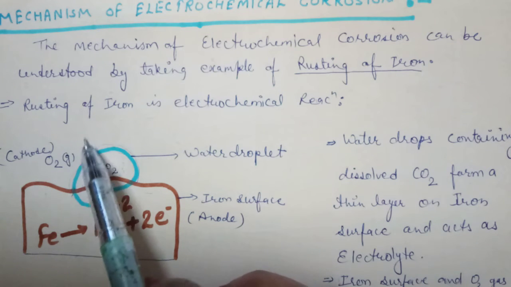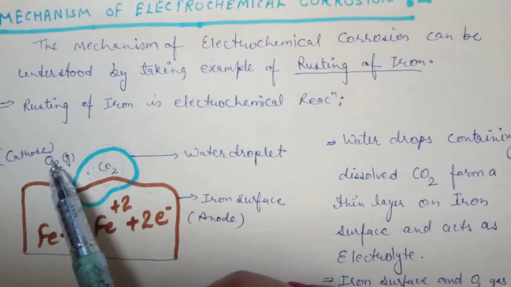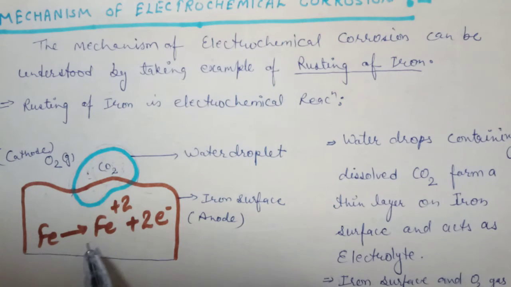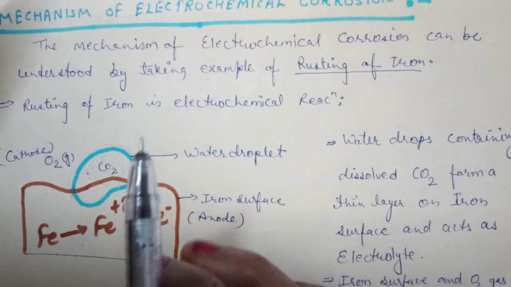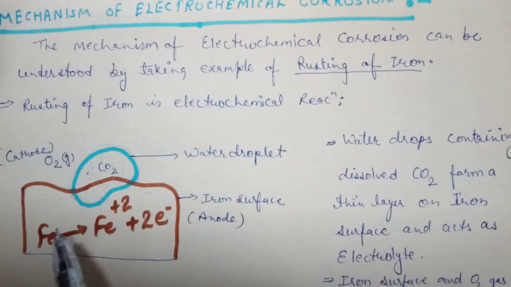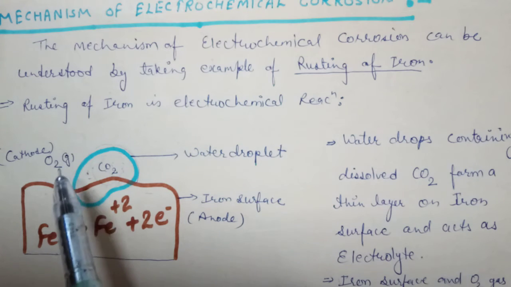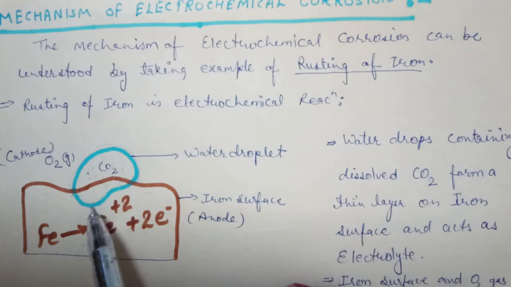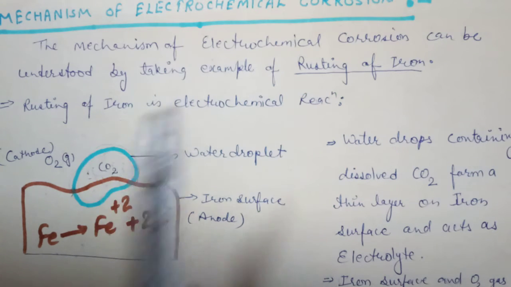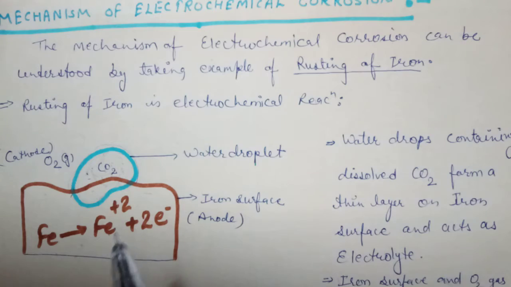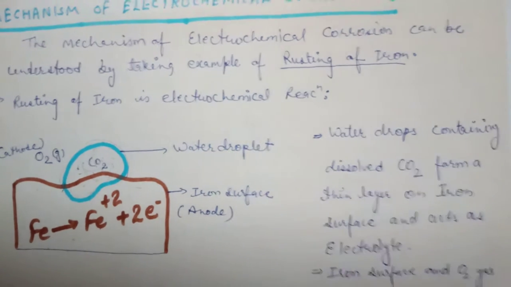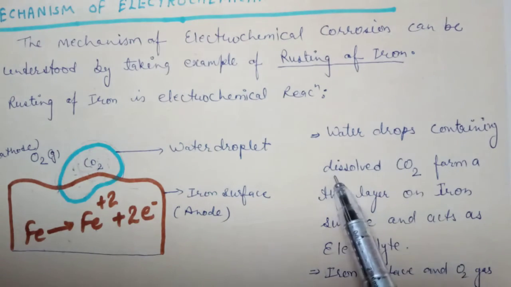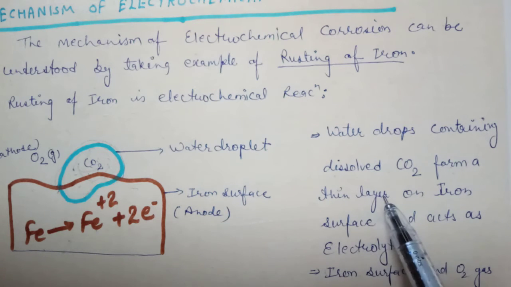The atmospheric oxygen O2 gas acts here as a cathode, and the iron object acts as anode. This is the small electrochemical cell. Okay, anode is the iron object, cathode is the atmospheric oxygen gas, and electrolyte is the moisture or water in which CO2 or HCl or SO2 or any acidic gas is dissolved. So see, water drops containing dissolved CO2 form a thin layer on iron surface and act as electrolyte.